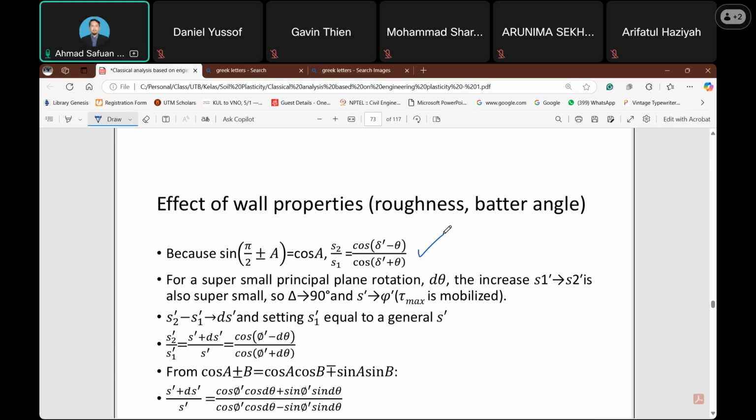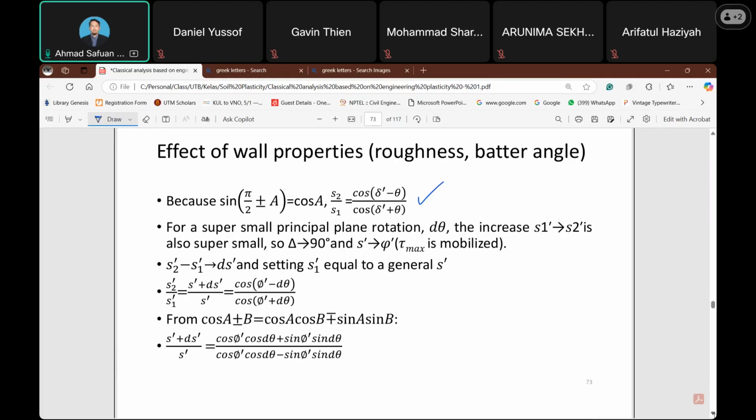Okay. So delta is equal to 90 and S equal to phi. Okay. Which is where the T maximum is mobilized. Okay. So then S2 over S1 is S plus ds over S equal to cos minus d theta over cos phi minus d theta.